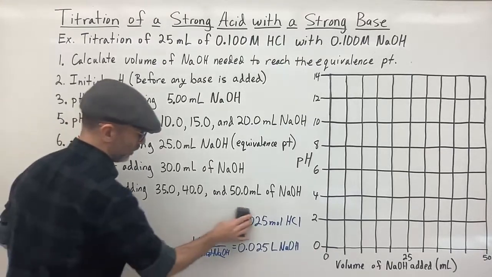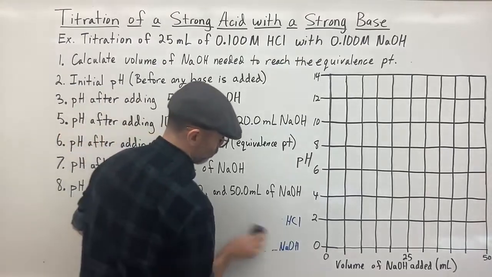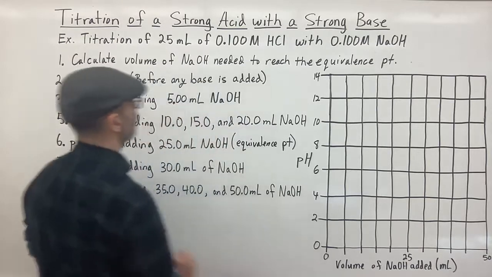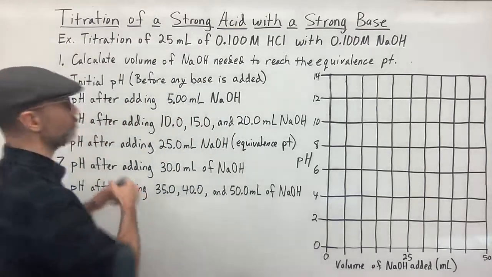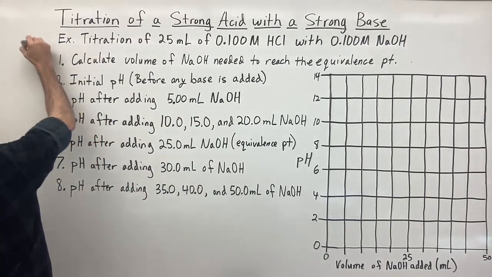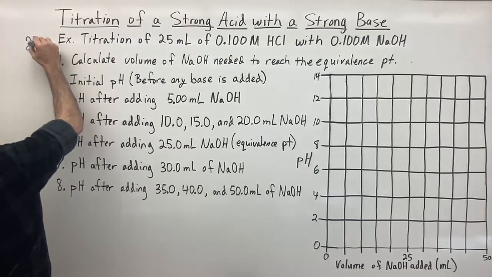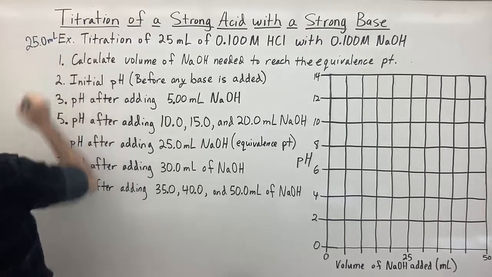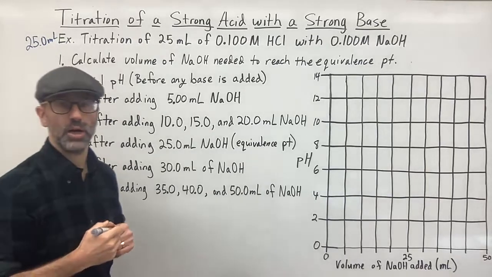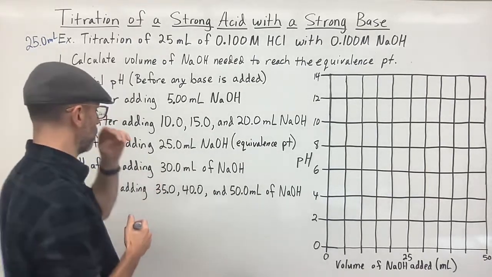And so using that, I'm going to erase this since we've got our volume. So we need 25 milliliters to reach an equivalence point. So I'll write that up here: 25.0 milliliters. So that's the volume of base we need to reach the equivalence point.